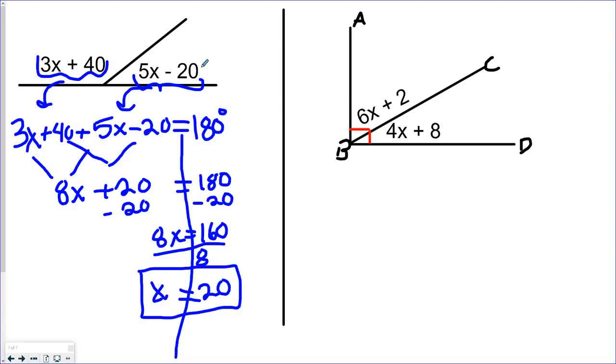Now you do have to be careful, because this right here is solved for x. If the question was find the missing angles, I would have to go one more step further, because this does not tell me what the missing angles are.